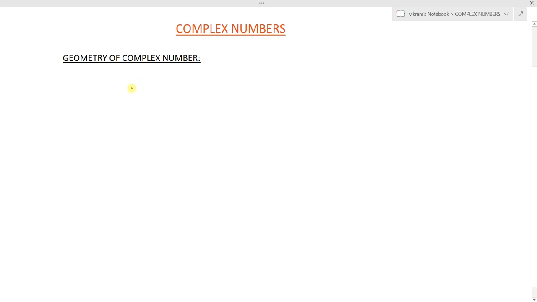Now we'll discuss one by one how to represent the different types of locus in the Argand plane, that is, the locus of a complex number in the Argand plane. For example, the first thing I am considering is the distance formula.